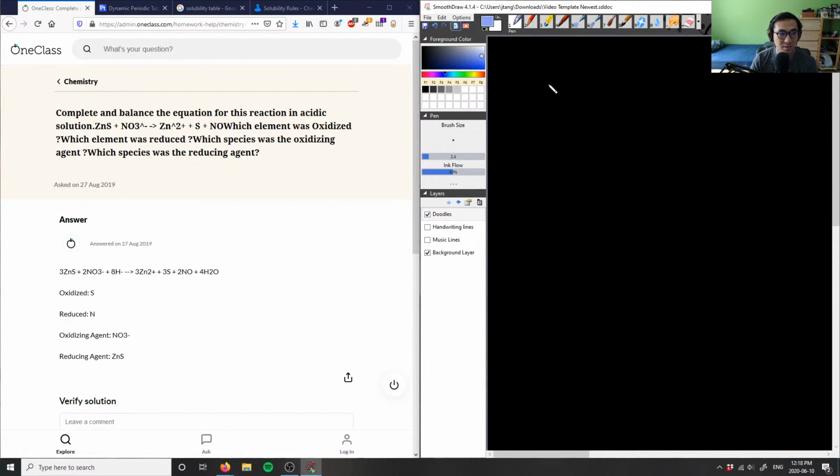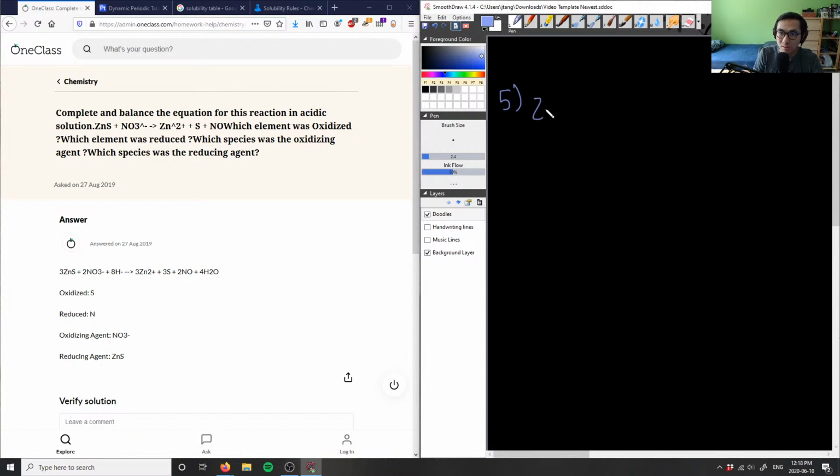Number 5 says complete and balance the equation for this reaction in an acidic condition. And it's asking us which element was oxidized, which element was reduced, which species was the oxidizing agent, and which one was the reducing agent. This is number 5.